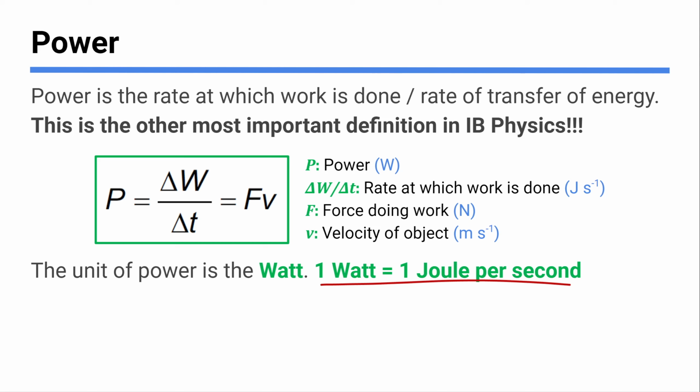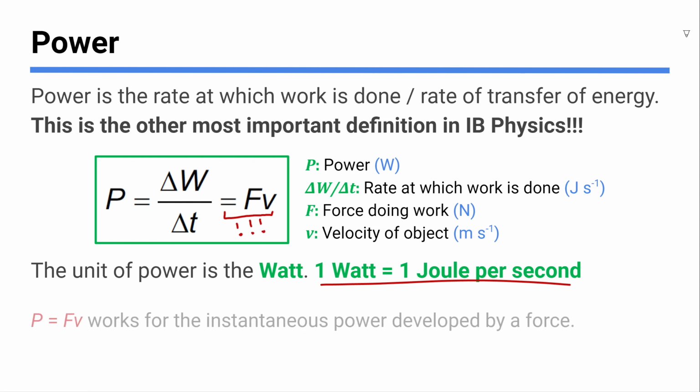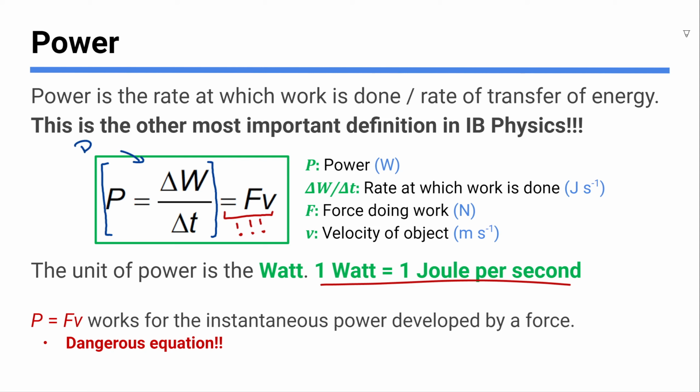There's this other side of the equation, power equals F times V. This is very, very dangerous. This equation only works in pretty specific situations. This is definitely not the definition of power. Kind of like the work equals Fs cosine theta, but even less universal. So this one's really deadlier. Okay, so this here is the definition of power. Power is the rate at which work is done. This here is like a special sometimes thing. All right, so don't be like, oh, I have an F, I can just multiply by V and get power.